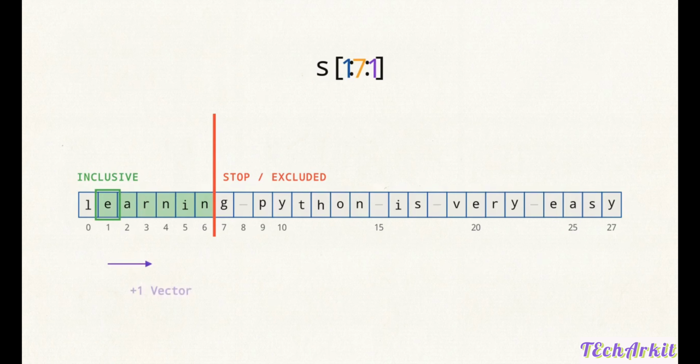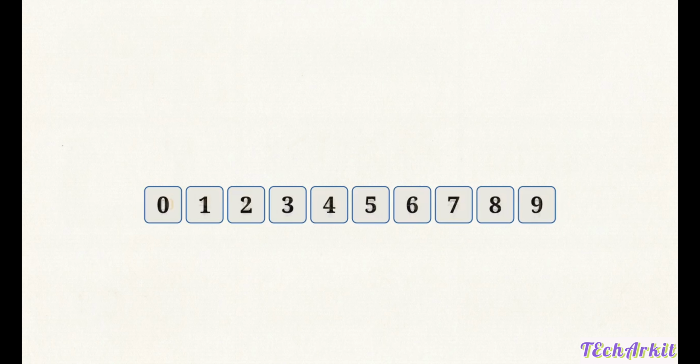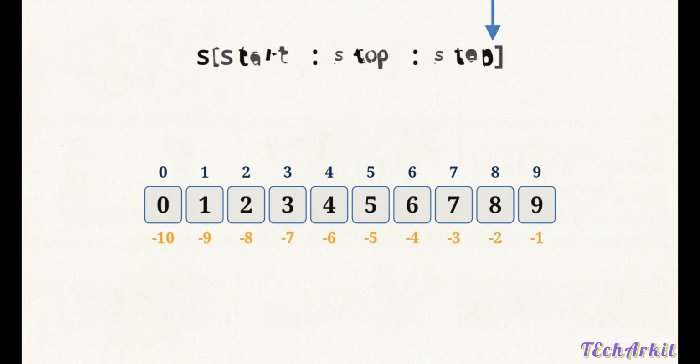Omitting the step parameter causes the engine to default to a forward vector of +1. Slicing operates as a bounding box defined by an inclusive entry point and an exclusive exit point. This coordinate grid maps a numeric string. The step parameter defines a directional vector, controlling both movement and default bounds.